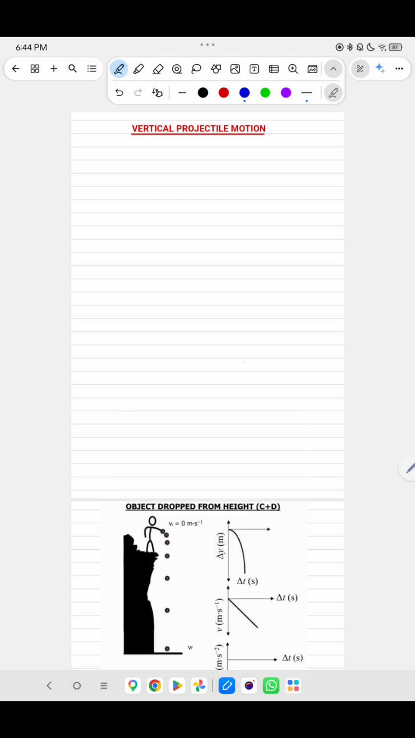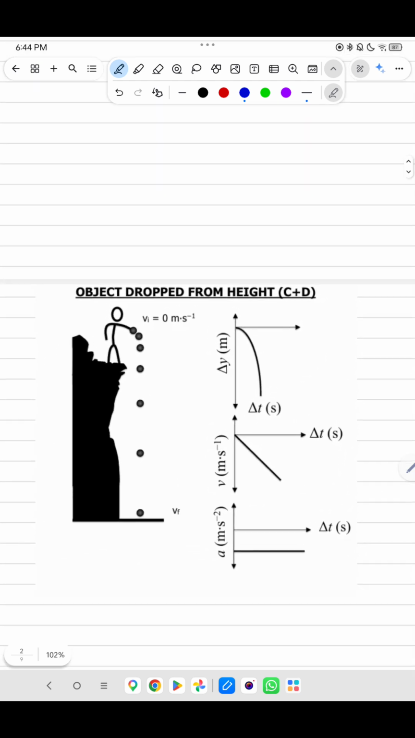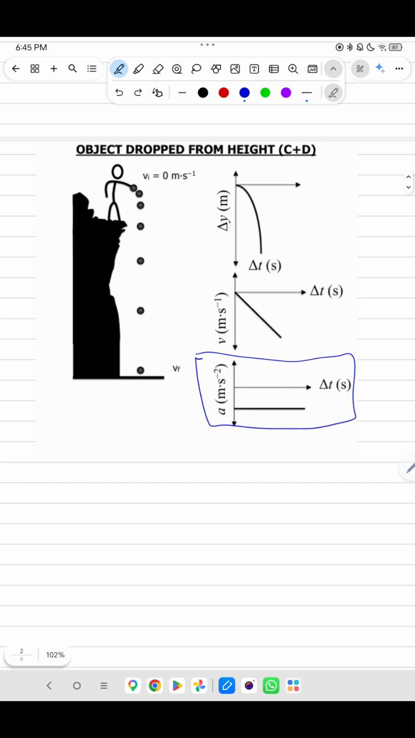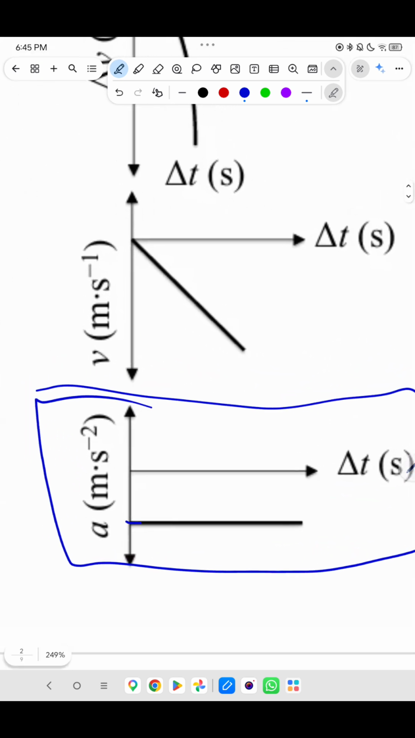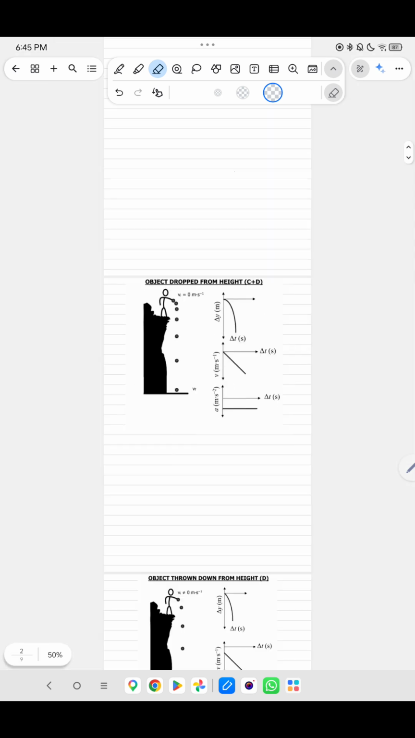So we're going to be looking at how to draw the acceleration versus time graph. So I'm talking about this graph. This is probably the easiest graph you'll find in vertical projectile motion. And this graph always stays the same. It will either be a line here or a line here, depending on your direction. If you don't understand this, it's fine. I'll explain it more clearly.